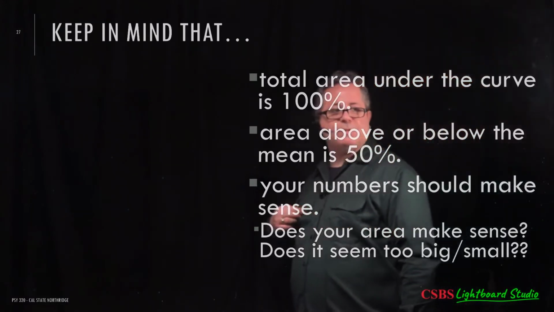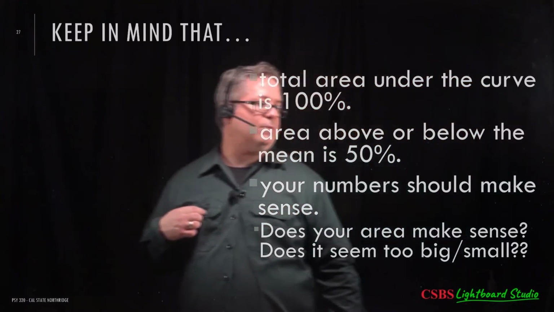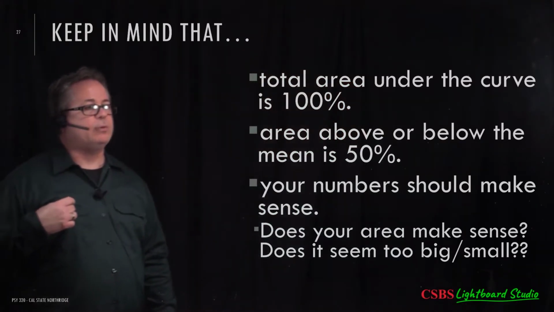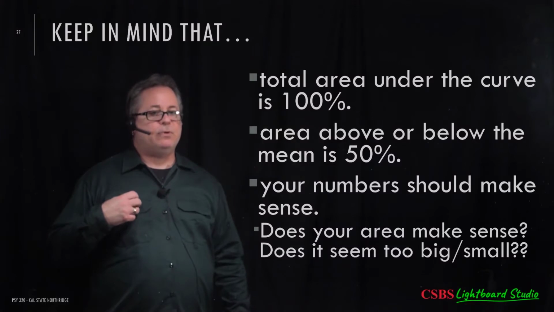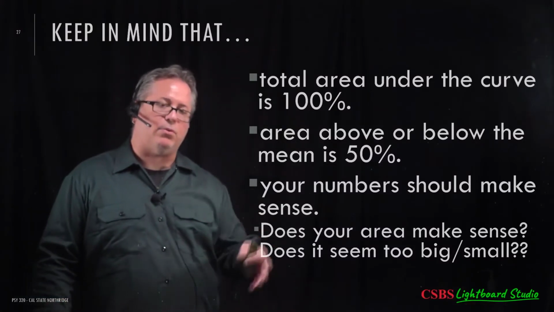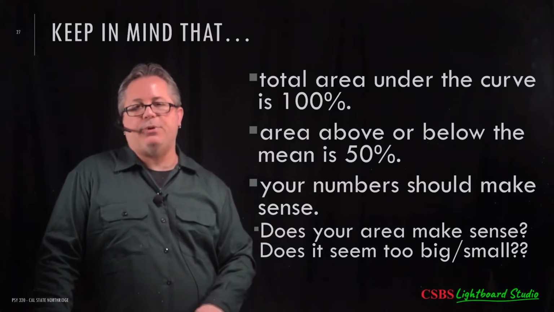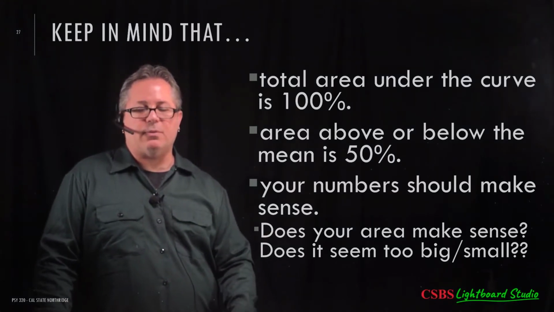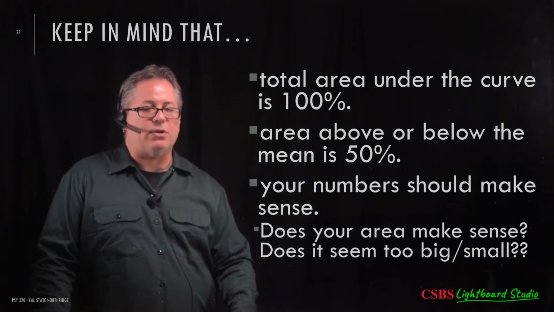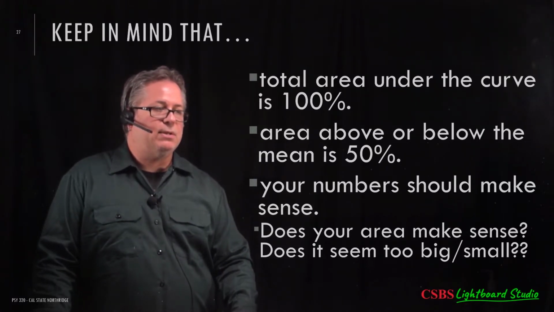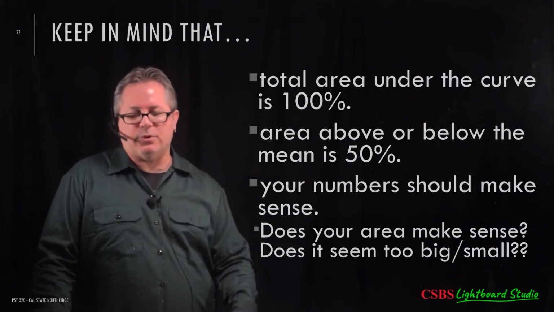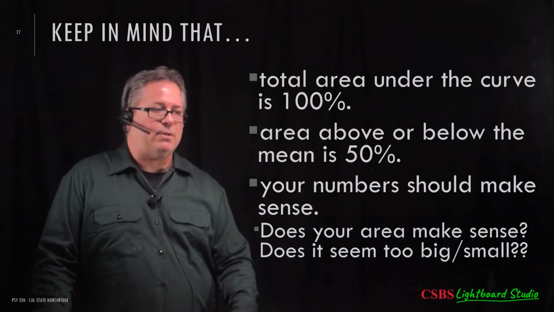So these are tips, or things to keep in mind. The total area under the curve is 100%. So if you're looking for the area of something, it doesn't matter what the problem is, and you compute an area that's more than 100%, like, oh, the area is 110%, something's wrong. You can't really have more than 100%, unless you're adding curves together or something. But it's just one normal distribution, so 100% is going to be the maximum.